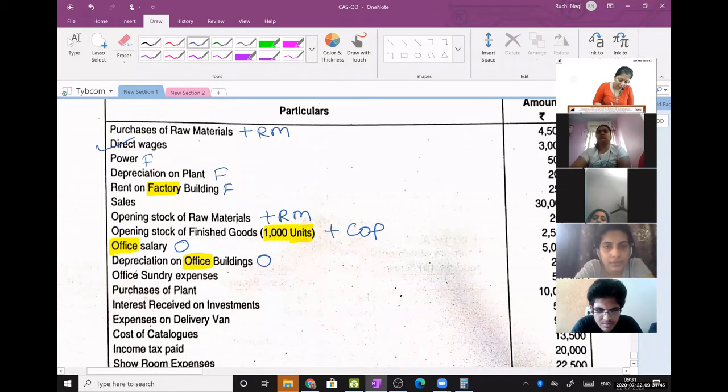Office sundry expenses, office. Purchase of plant. What to do with this? Purchase of plant. How to treat this? Purchase of plant. Anyone? Okay. Chanchal is saying factory. Fine. Anyone?